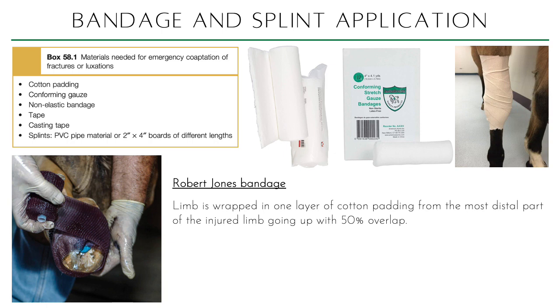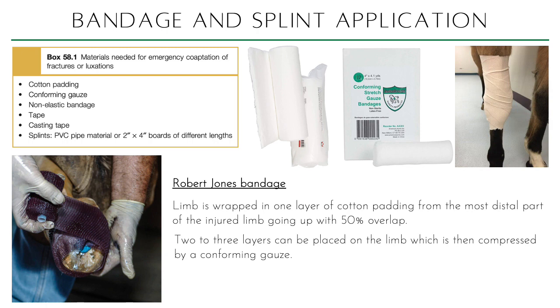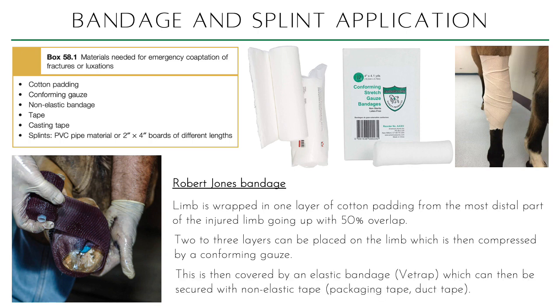Right? The Robert Jones bandage is the mainstay coaptation of emergency injuries in horses, right? Yun yung laging ginagamit, okay? So how do we do the RJB? Okay, if you still remember, first layer would be cotton padding. You start from the most distal part of the injured limb, going up with 50% overlap from the first layer that you put on. Okay, 2 to 3 layers of cotton padding can be placed on the limb, which you then compress with the conforming gauze. Okay, and then you cover it with vet wrap, which can then be secured with non-elastic tape.